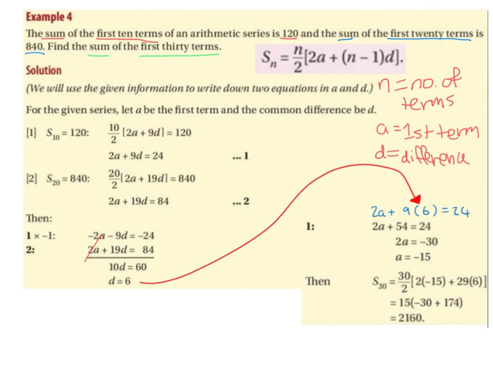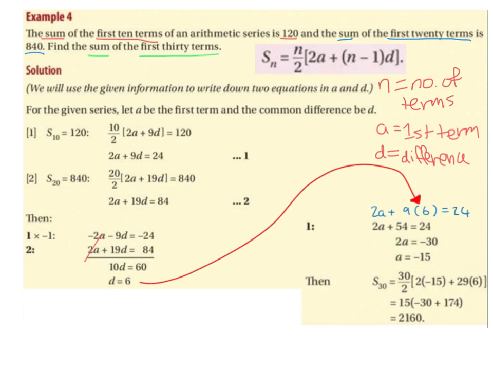So what I'm going to do is take that equation at the top, 2a plus 9d equals 24, but I could have used any of the equations really. I'm going to swap the d for 6. So I get 2a plus 9 times 6 equals 24. 9 times 6 is 54. 24 minus 54 is minus 30. And minus 30 divided by 2 is minus 15. So a is minus 15. So the first term is minus 15.